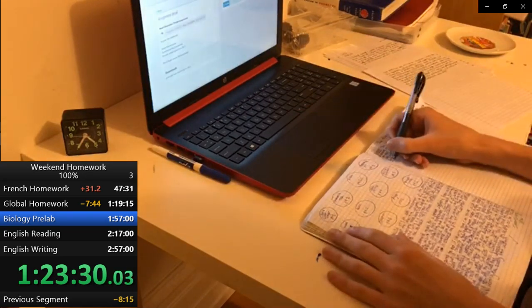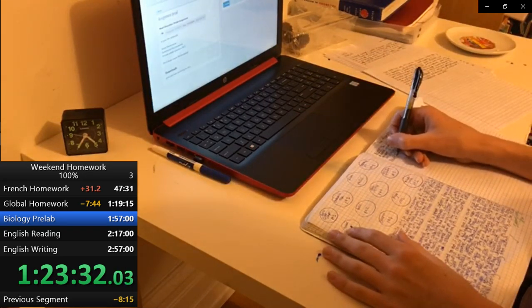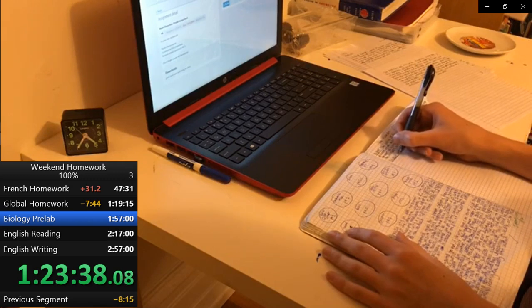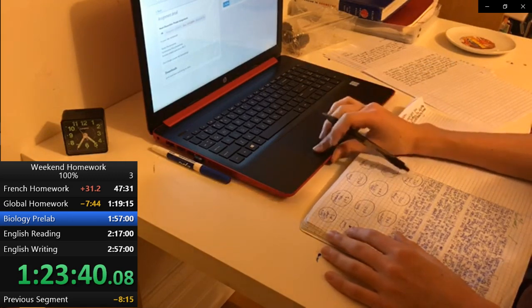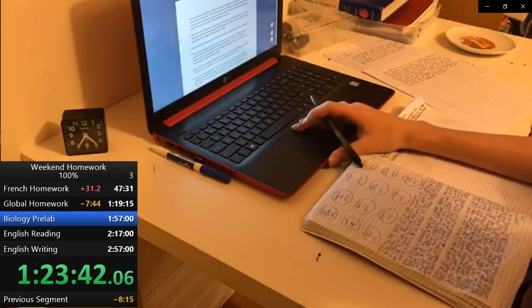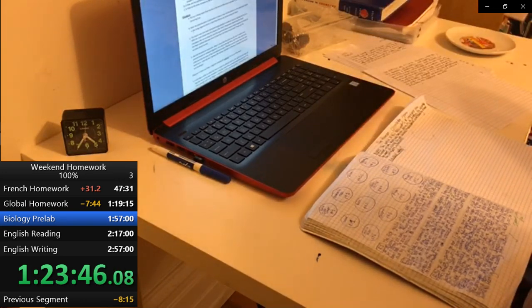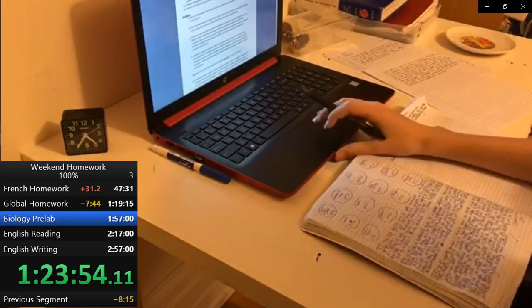Alright, summarize the procedure. Procedural summary. Underline. Let's see this procedure. Ooh, it's very long. Alright, cool. Pick up the sheep heart. Notice the attached piece of pericardium, which in the living organism forms a fluid-filled fibrous sac surrounding the heart.